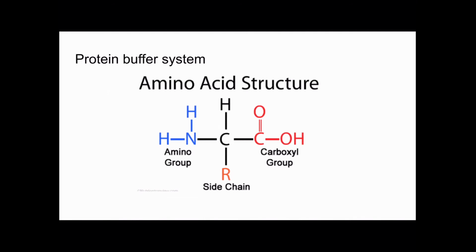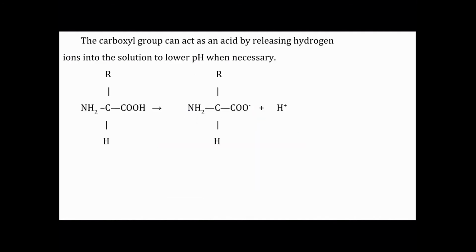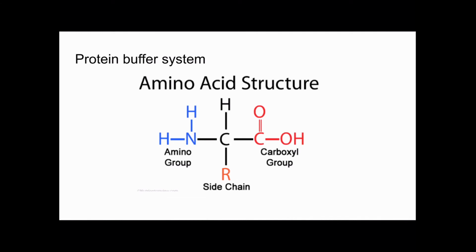Okay, so actually the side chain has nothing at all to do with amino acids or proteins acting as buffers. What does have to do with them acting as buffers are the things on the right and on the left of that central carbon. On the left, we have an amino group, nitrogen with 2 hydrogens. Oh, no, first we're looking at the carboxyl group. Let me go back here. The carboxyl group is the one on the right, okay?